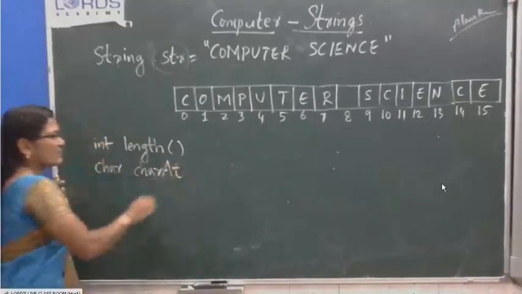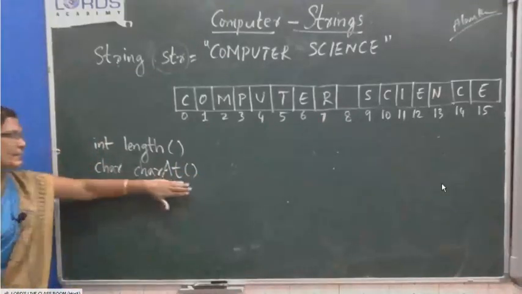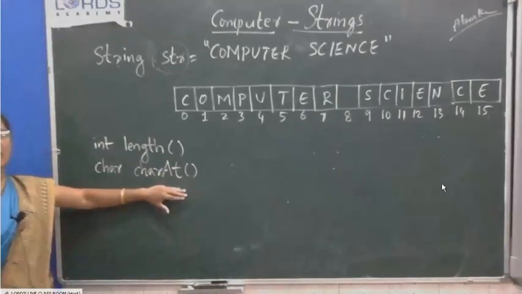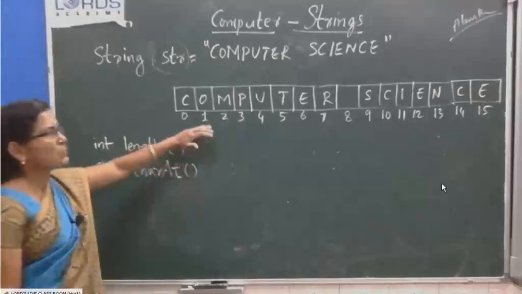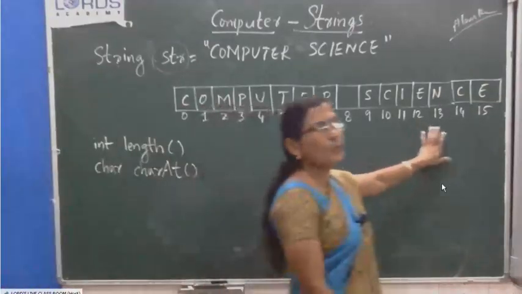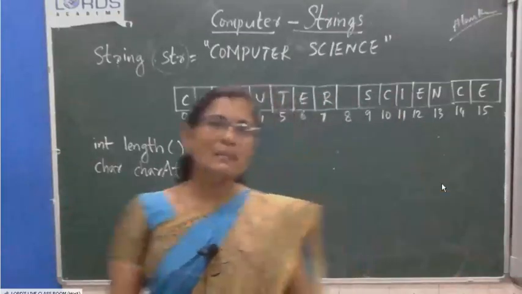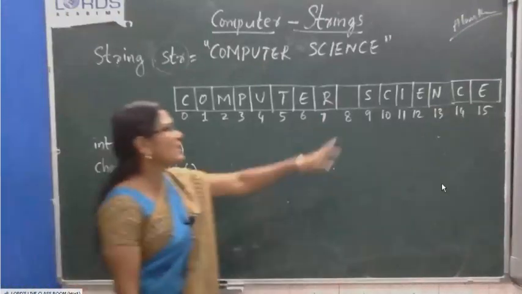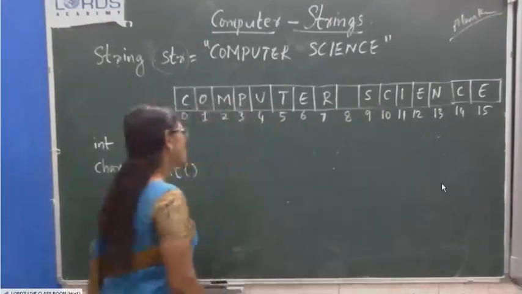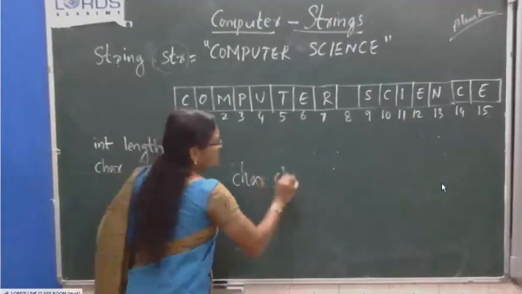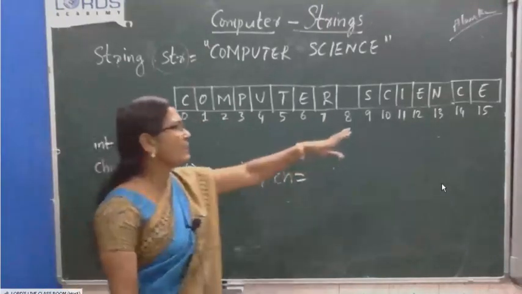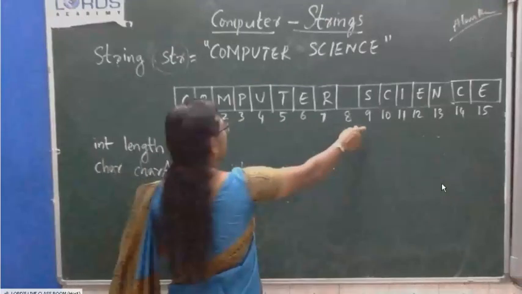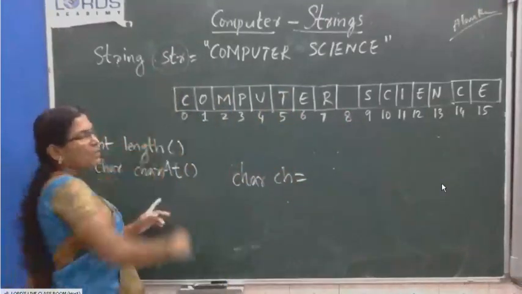The charAt method of the string class gives us a particular character from the specified index. From the string, from wherever you want to take out a character, you can take it by using the charAt method. Suppose I want to take this character and store it in a variable. A char type variable ch equals, take the character from index number 9 and store it in ch. char ch equals, what is the name of the string? str.